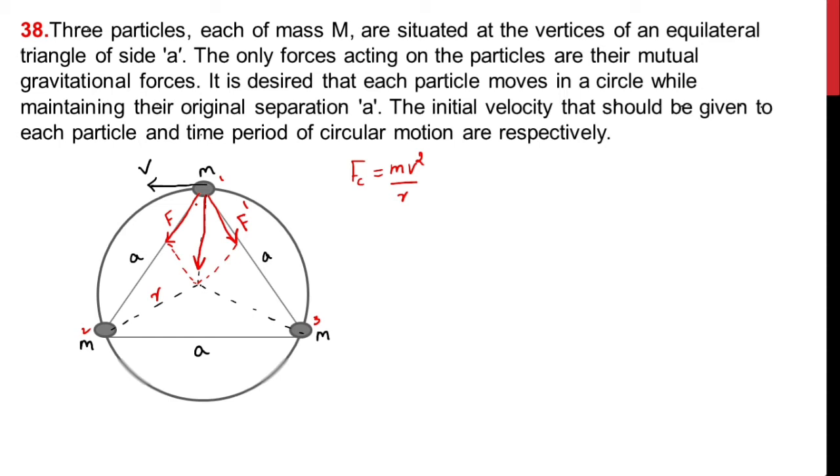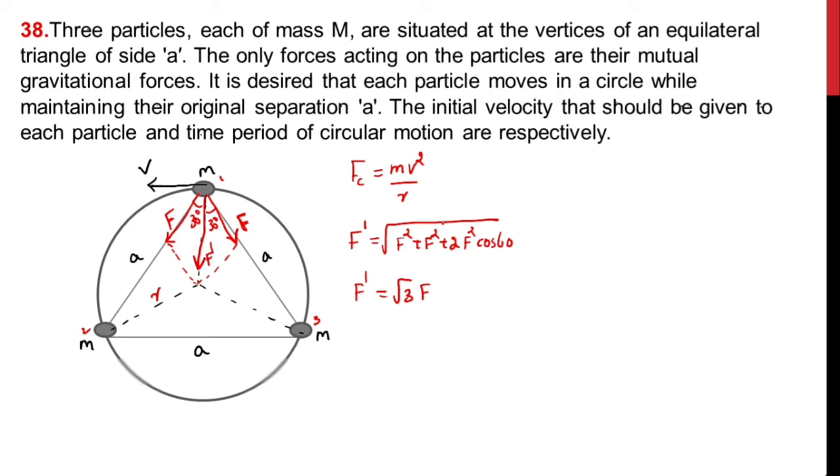As we already know, the total angle is 60 degrees, so this angle becomes 30 degrees and this angle also becomes 30 degrees, and these two forces are equal. If this is F and this is also F, the resultant force, F dash, is equal to the square root of F square plus F square plus 2F square cos 60, which gives F dash equal to root 3 F.